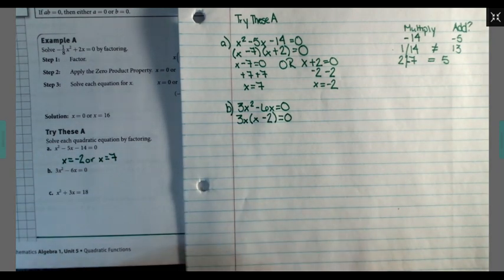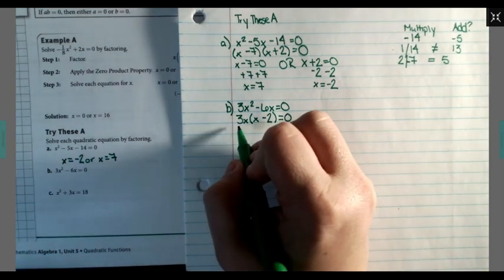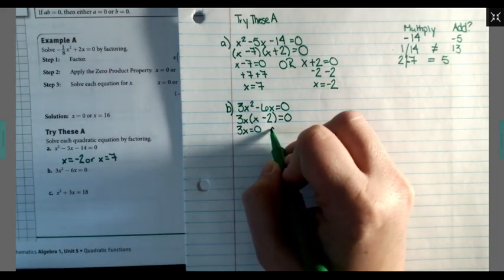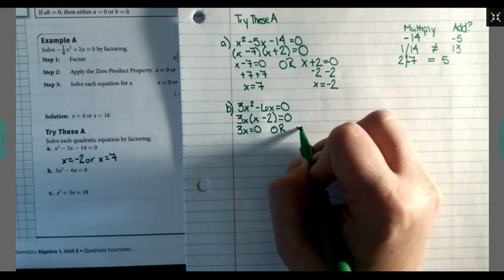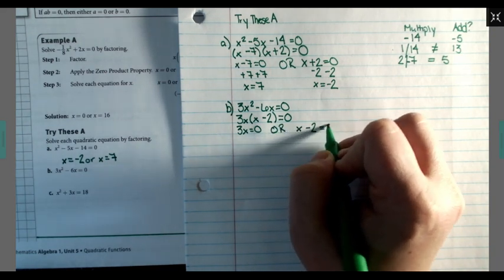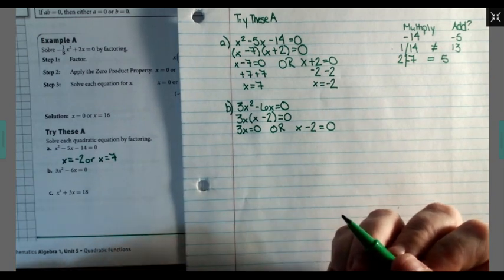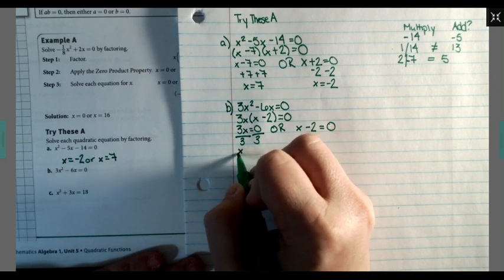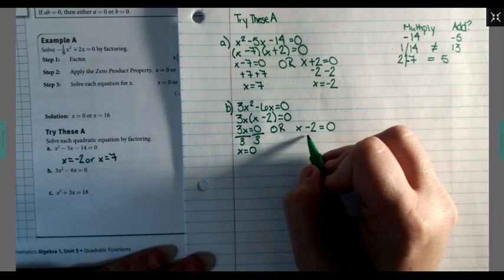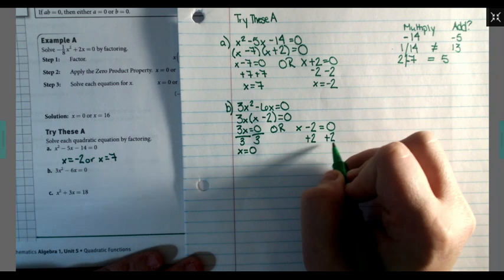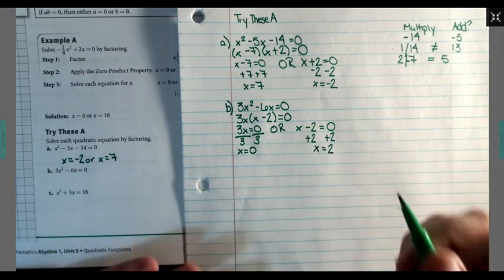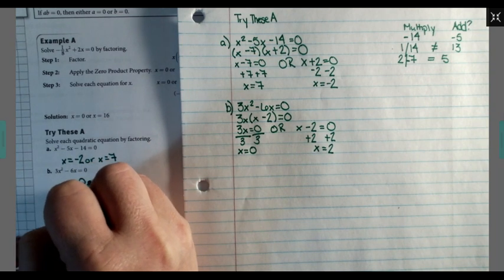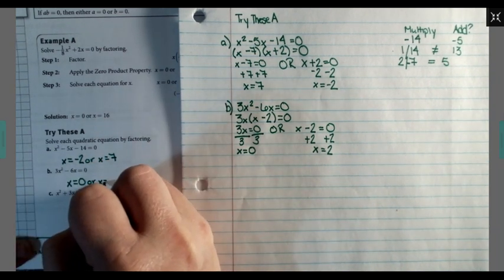Now what we do is we apply our zero product property that says 3x equals 0 or x minus 2 equals 0. Solve each equation for x. Divide by 3. That gives me x equals 0. Add 2. That gives me x equals 2. So my answers for this one are x equals 0 or x equals 2.